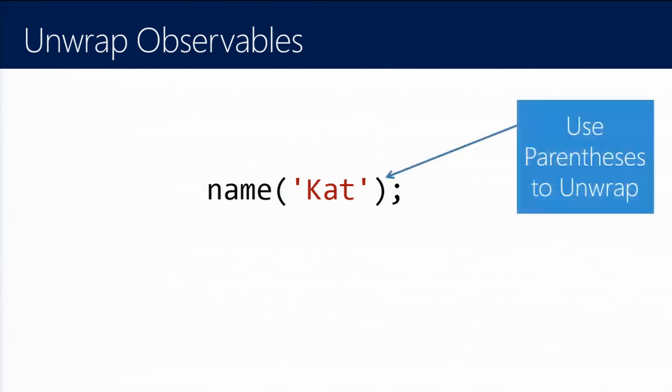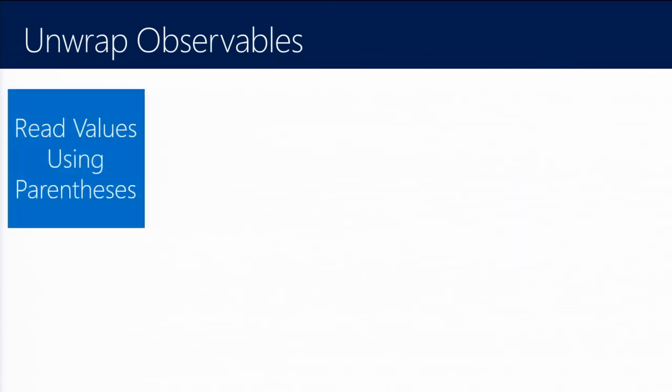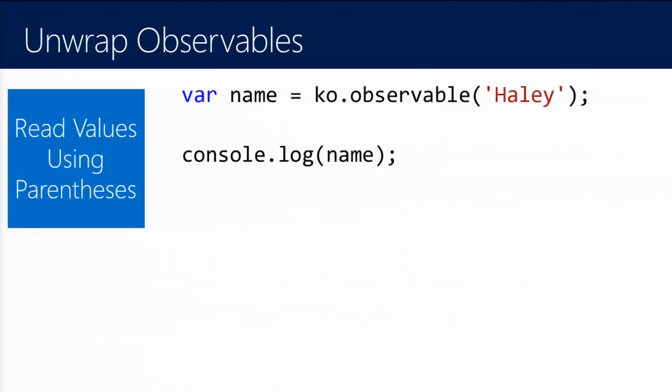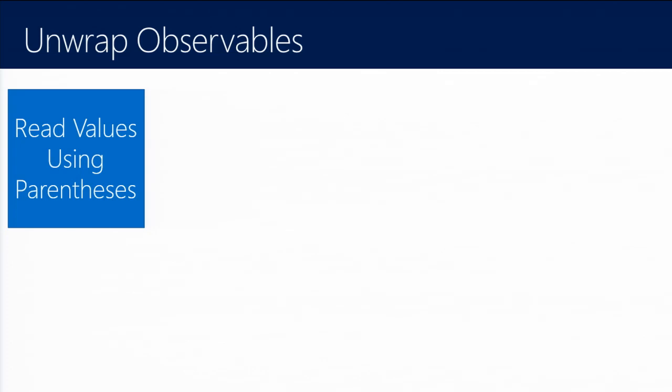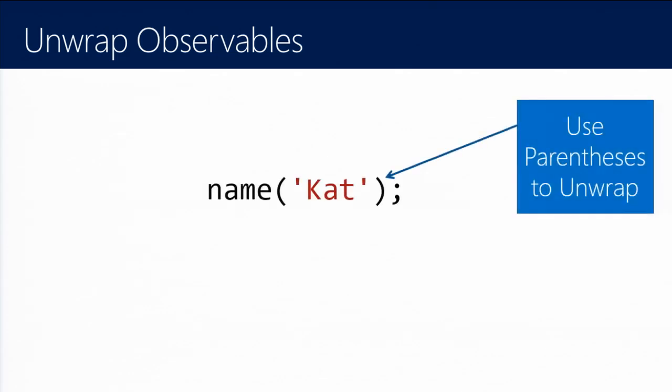So how does this work? You've got to use parentheses to unwrap it. So you read values like this. Let's say I create an observable called name. I can initialize it by setting it equal to the value Haley. Or, if we wanted to, we could just do something like we had here, where later on we say name and put a cat in there.